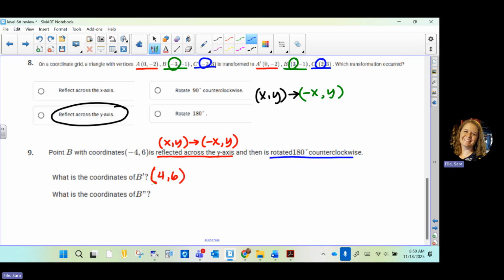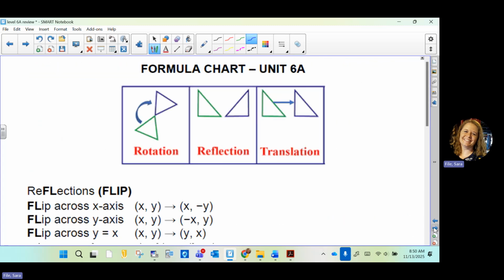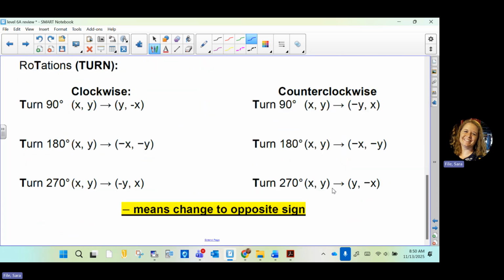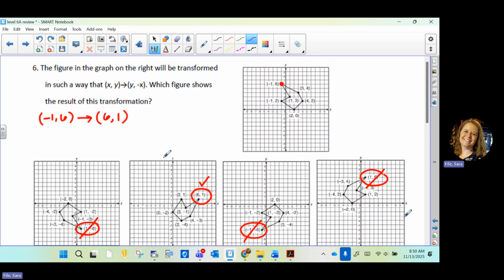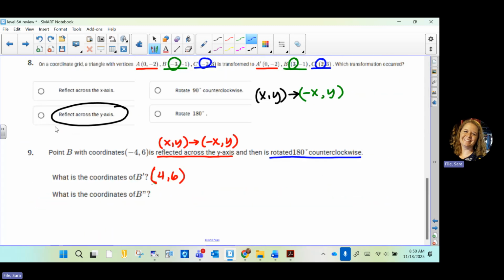Now rotating 180 degrees, the counterclockwise doesn't matter, because remember 180 is half a circle, so it doesn't matter which direction you turn. If you go half a circle, it's the same. This is the one where you change the sign of both x and y. You don't switch their order, you just change their sign from whatever they are. So your x, y, whatever it is, becomes -x, -y. So my 4, 6 becomes -4, -6. We feel okay about that one?